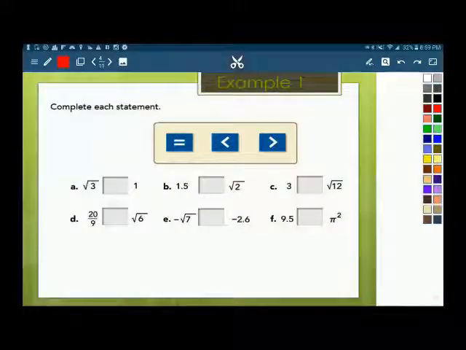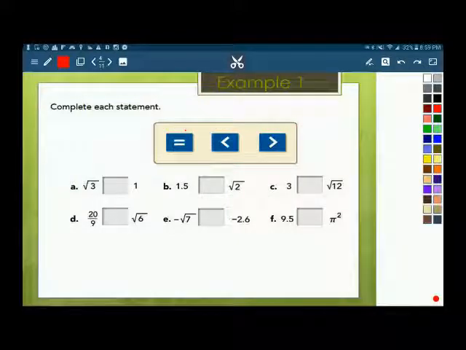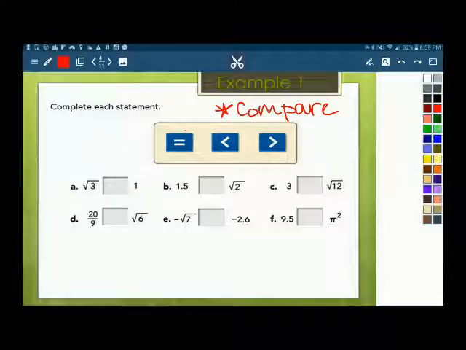So let's take a look at the first example. It says complete each statement. I'm going to either fill in equals, less than, or greater than into each of these statements as my comparison. Okay, so this example would be what I mean by compare. If I ask you to compare two numbers, I want you to put an equal sign, a less than, or a greater than sign in between them.